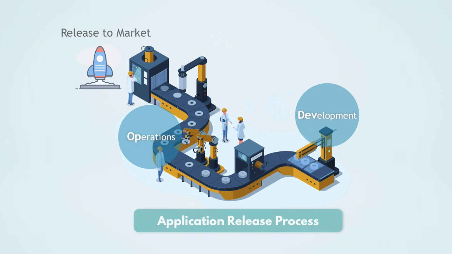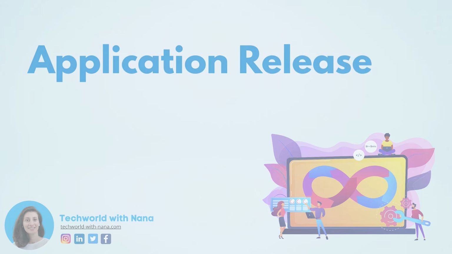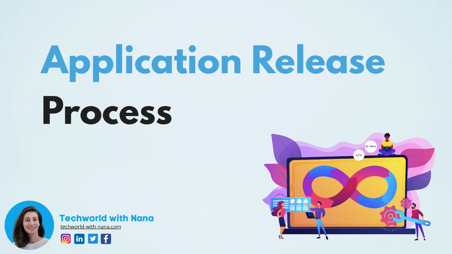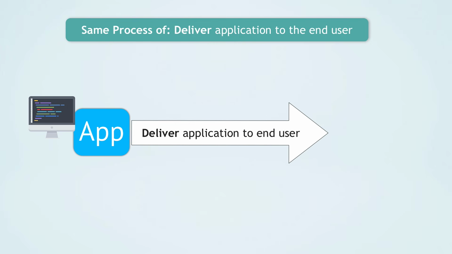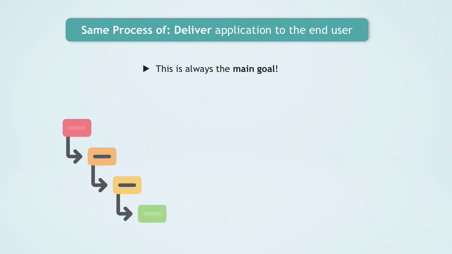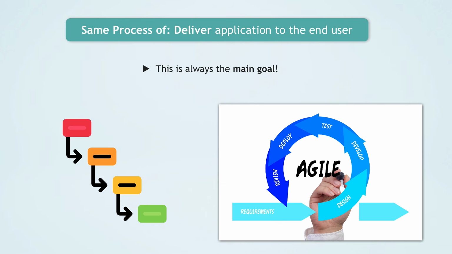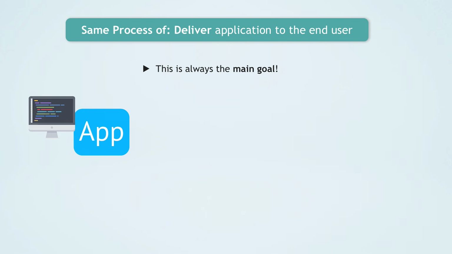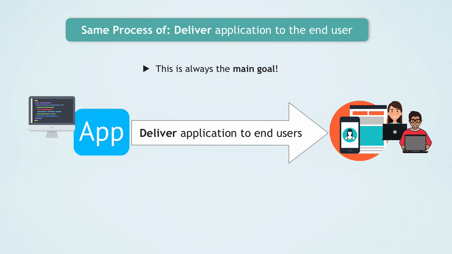Development and operations are two main components in the whole application release process. So let's look in detail at this release process, starting from the very beginning. Whenever we're developing an application, we always have the same process of delivering that application to the end users. So this is the main goal. No matter if you use waterfall or agile or whatever approach, at its core, you create an application and you want to deliver it to your end users so that they can use it.